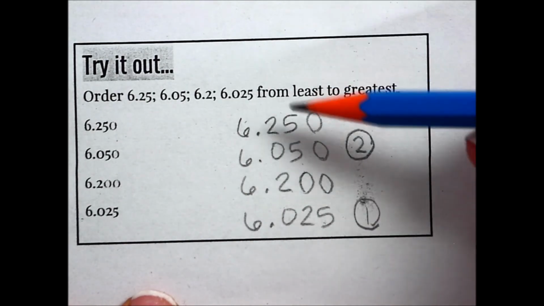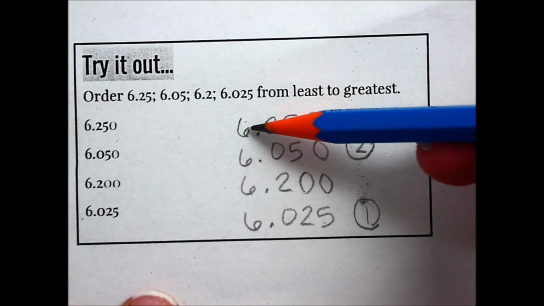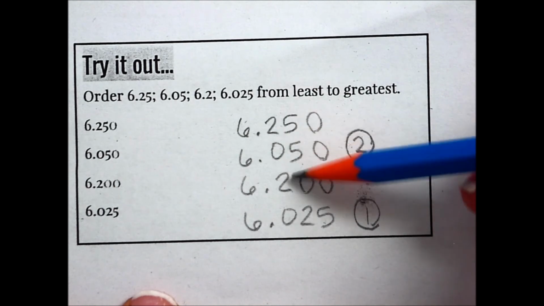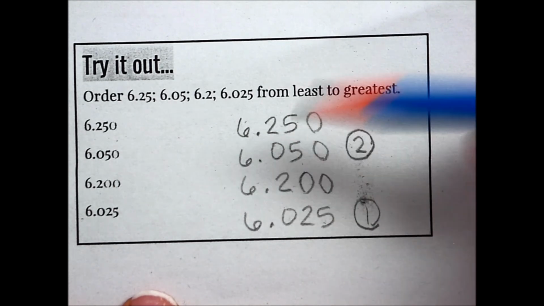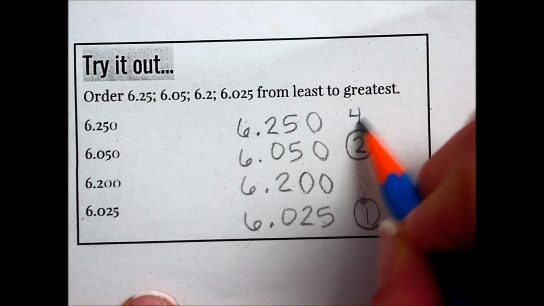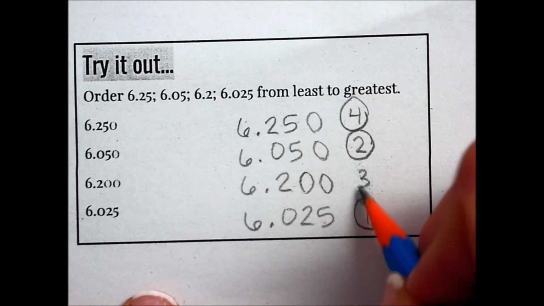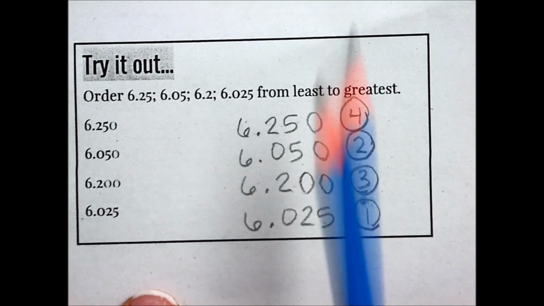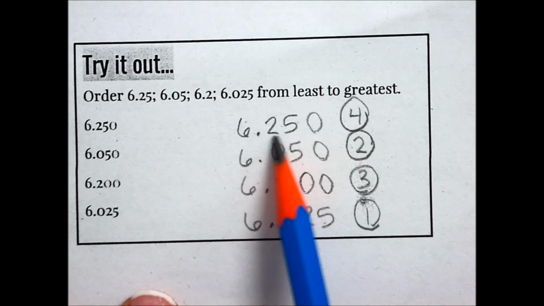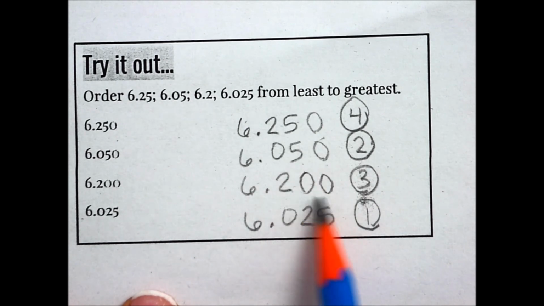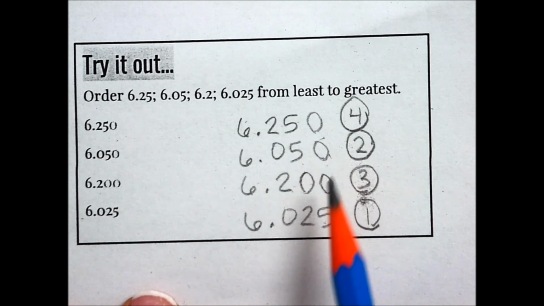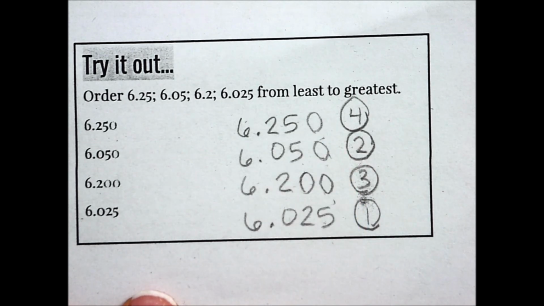All right, now let's find the largest. So remember, we had the same 6s, the same 2s, and now we've got a 5 and a 0. So 5 is larger, so that's going to be the number 4, and the only one left is your third. Another way of looking at this is here we have 250. Here's 50, 200, and then 25. So you can see 25, 50, 200, and then 250 being the largest number.